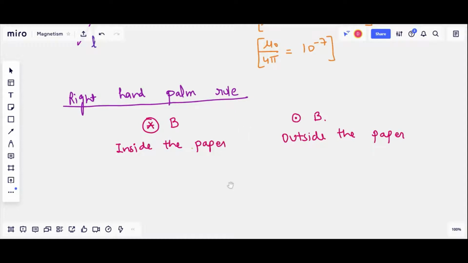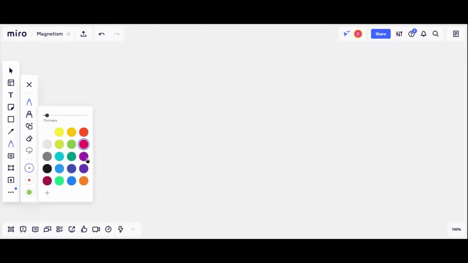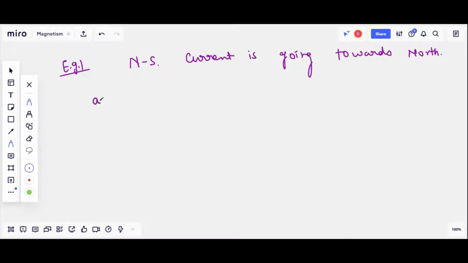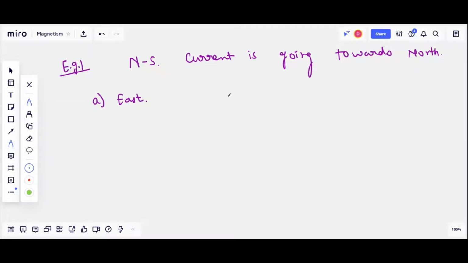If we do a couple of examples just to understand how to find the direction, then example 1 says that there is a wire which is in the north-south alignment, and its current is going towards north. All right. So if the current is going towards north, we are supposed to find the magnetic field at point A, in the east direction.